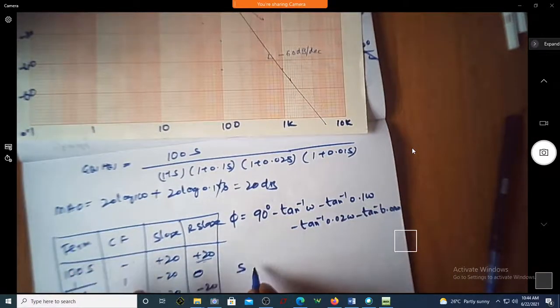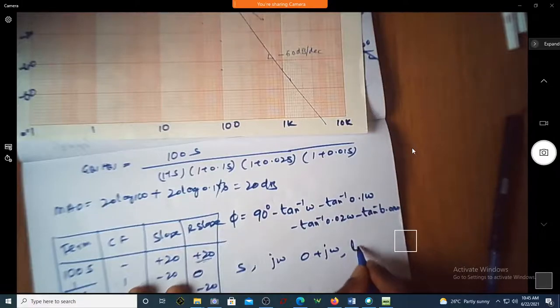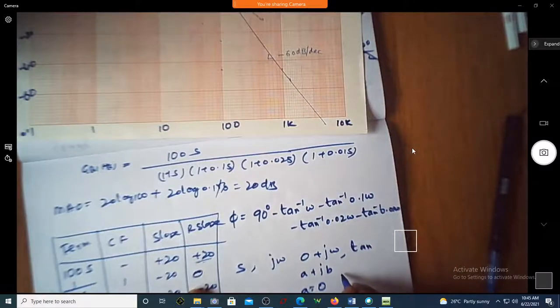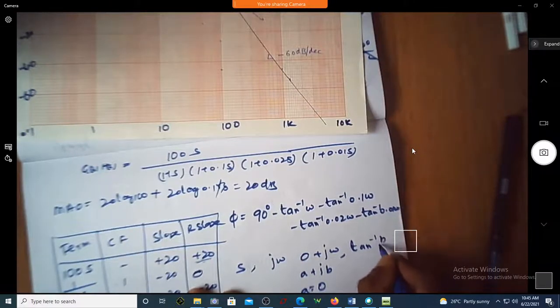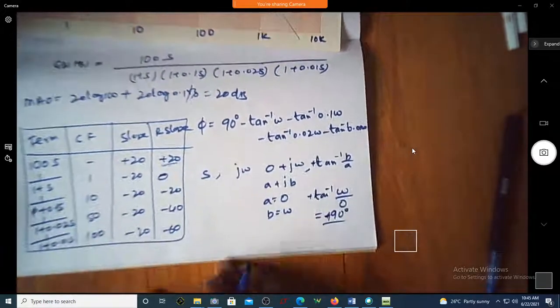Suppose it is an s term; replacing s by j omega, this is 0 plus j omega, is it not? The phase angle of a plus j b, where a is equal to 0 and b is equal to omega. So what is the angle here? Is it tan inverse of b by a, that is imaginary coefficient by real coefficient? It is tan inverse of omega by 0. So tan inverse of infinity is 90 degrees. Since it is a positive angle, it is plus. Correct?